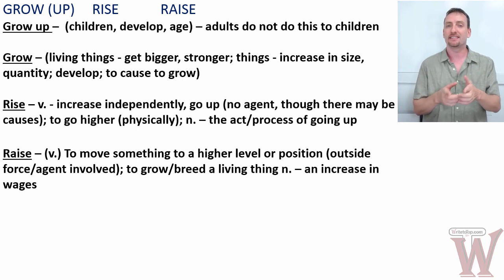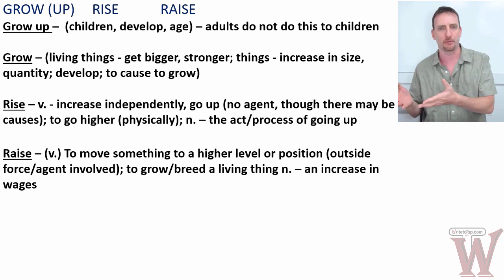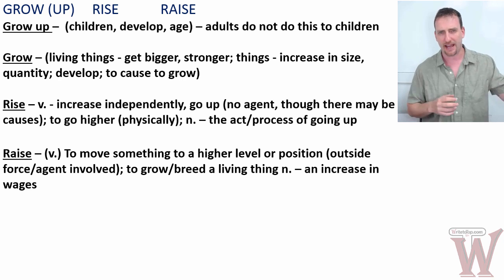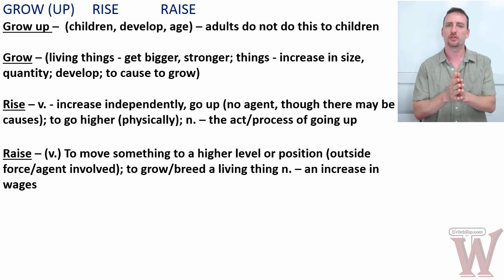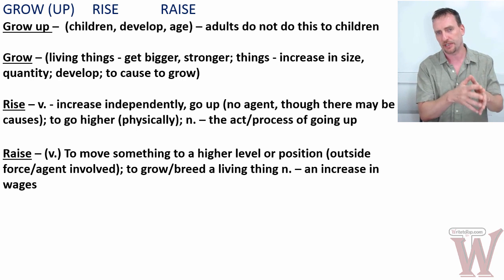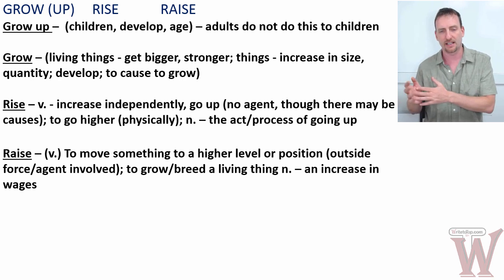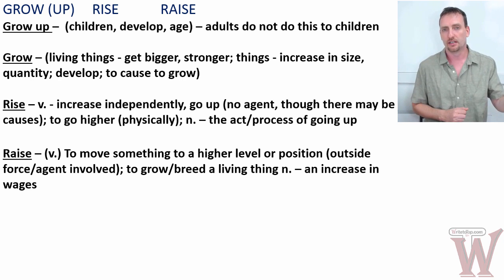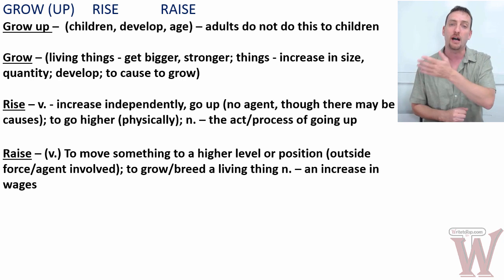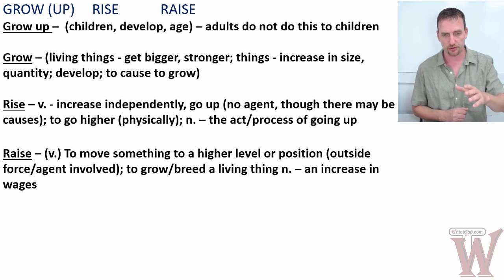So we raise children, we raise animals. We don't really raise plants, although technically you could use it for plants as well. A farmer raises corn, for example. But we usually use raise for animals and people. We use grow for plants. So adults or parents raise their child. Okay, we don't necessarily say they grow their child. The child grows up. So that's the main difference between those two.